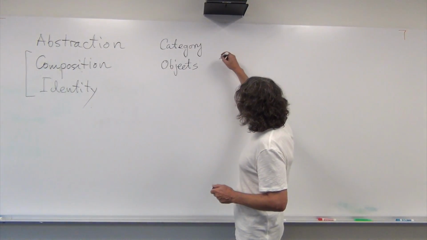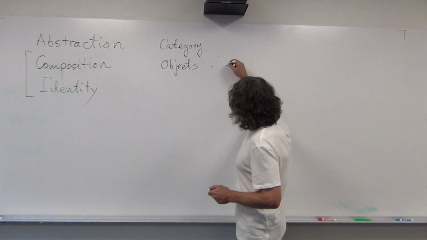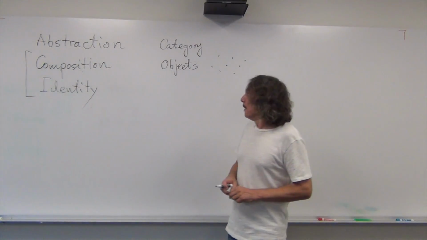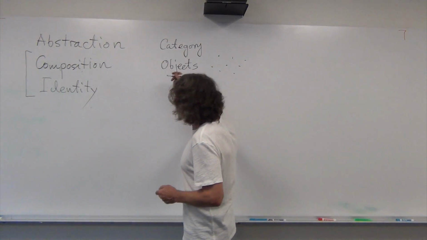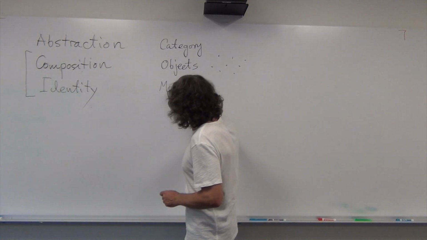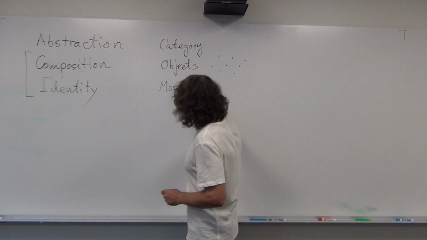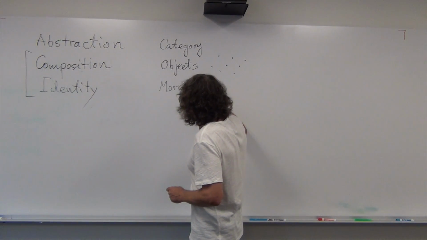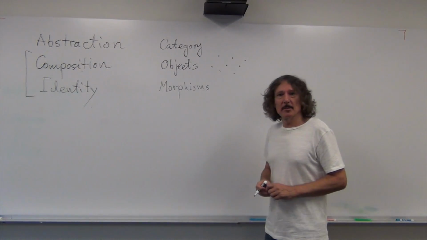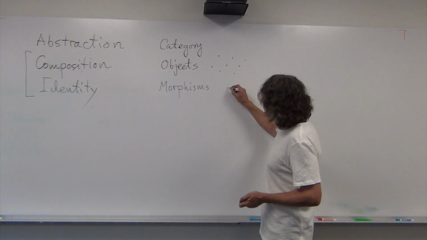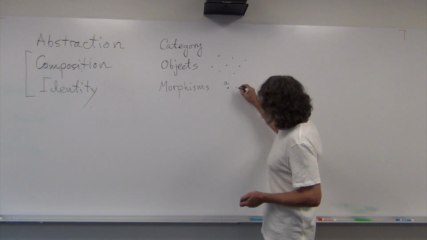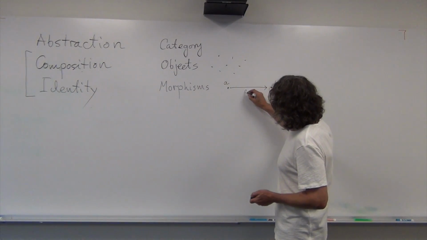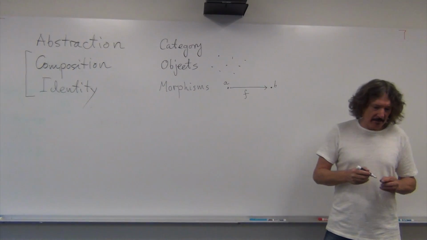These objects I will just draw as dots. And arrows, and these arrows are also called morphisms. Sometimes I'll be saying morphisms, sometimes I'll be saying arrows. A morphism or an arrow is something that goes between two objects. So you have an object A, and you have an object B, and you have an arrow between them, and you call it F. Okay?